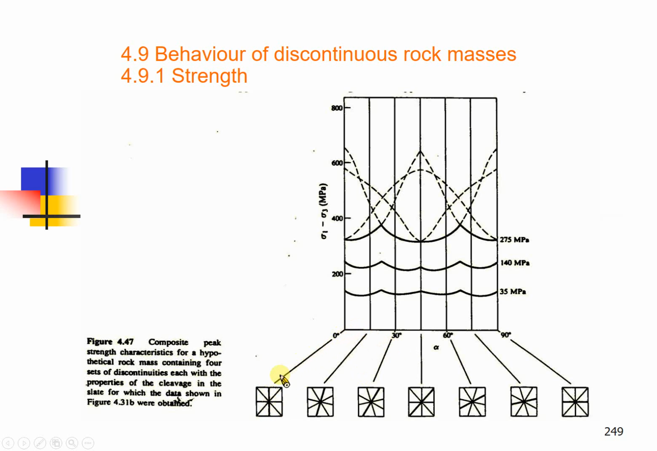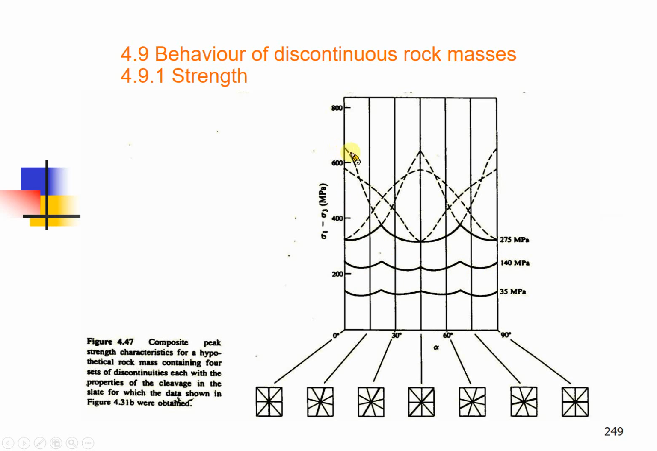So this will be 0, and it will rotate clockwise. You can see under 35 MPa confining stress, 140 MPa, and 275 MPa, you will have the anisotropic strength like this. Okay, I will show you what this means, and why you will have a result like this.